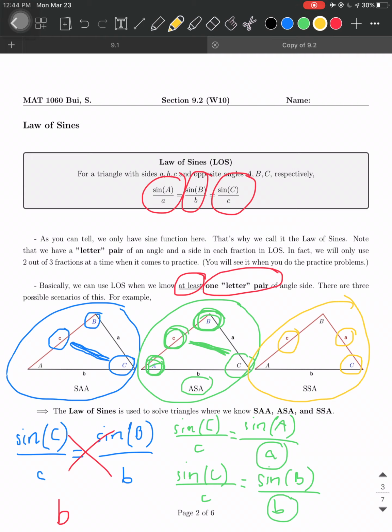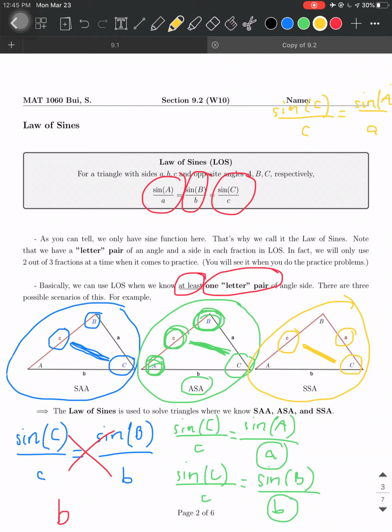So at first glance, we know the pair of C in here. So with the same logic, we will go ahead and set it up like sine of C divided by little c equals sine of A divided by little a, because we know the little a. And then after that, we do cross multiplication and we'll be able to find sine of A. And after that, we do inverse function and then we'll be able to find big A.